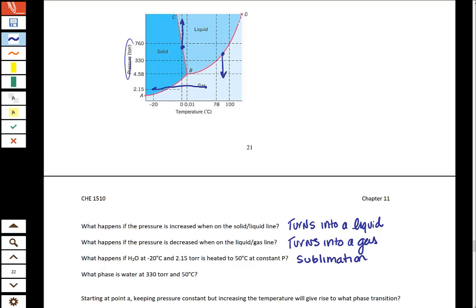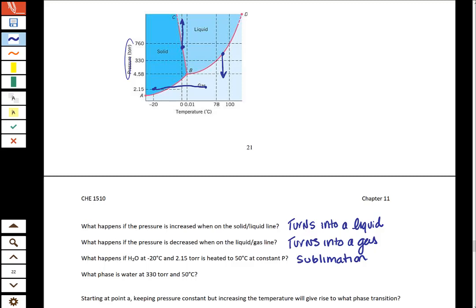And so on the exam, I'd probably reword this. What I'd probably say is, what phase change would you expect if water at -20 degrees and the rest of it, right? So that I could say things like sublimation, deposition, condensation, vaporization. And then you would choose sublimation.